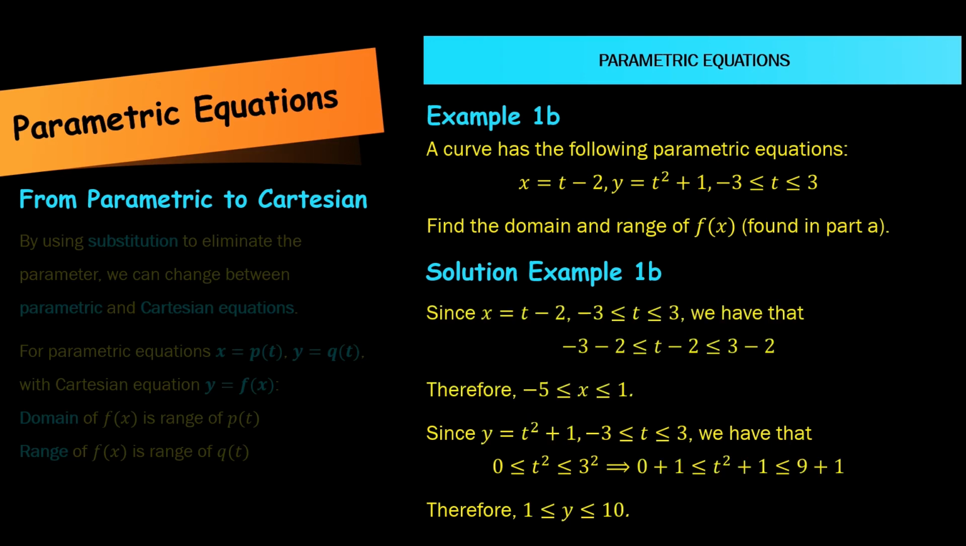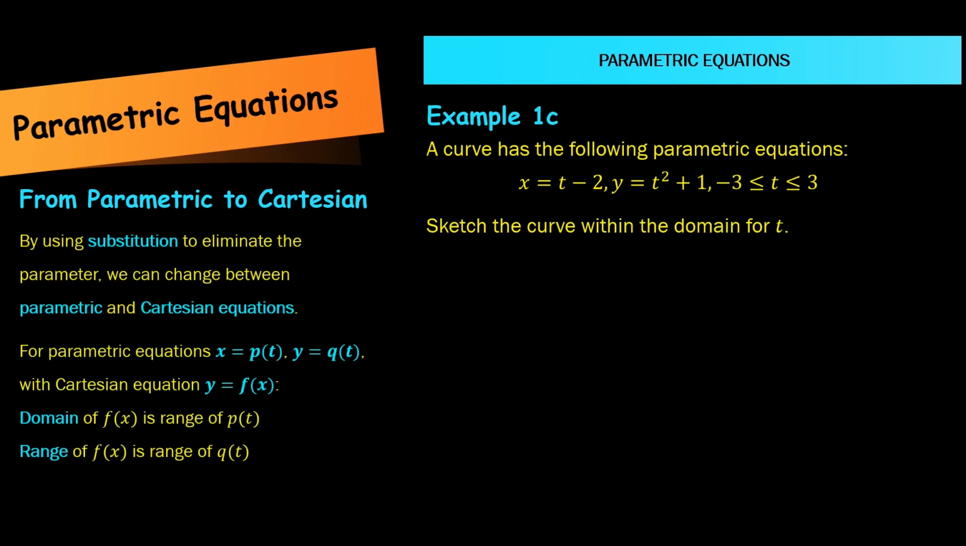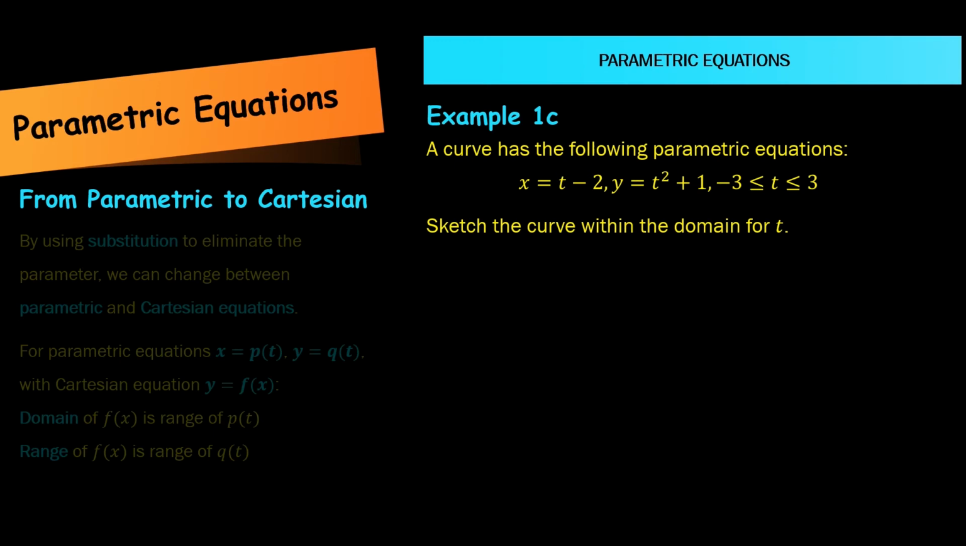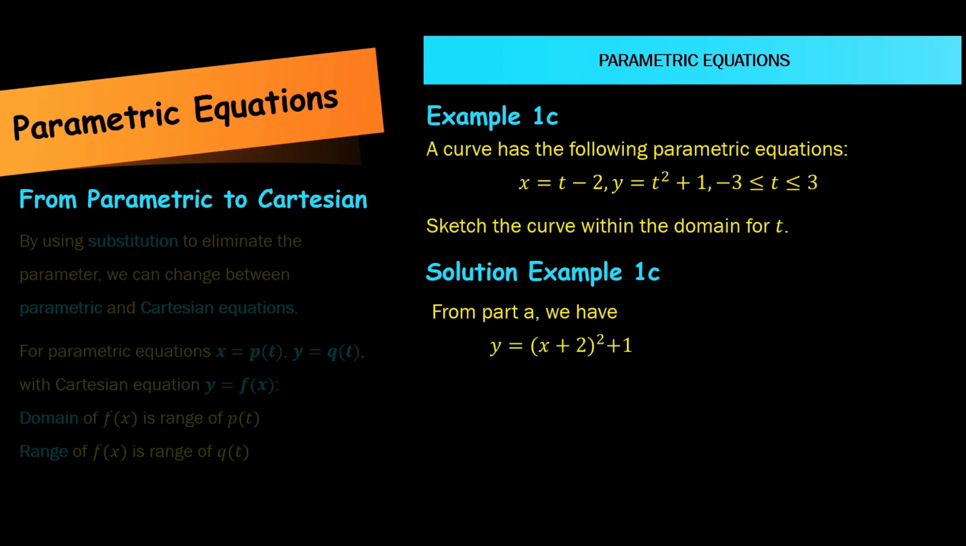Therefore, we have the domain and range of f of x. And now for part C. Using the same parametric equations, we are required to sketch the curve within the domain for t. So let's solve this. Now from part A, we have that y equals (x plus 2) all squared plus 1. We can use this to find the minimum point of the curve.